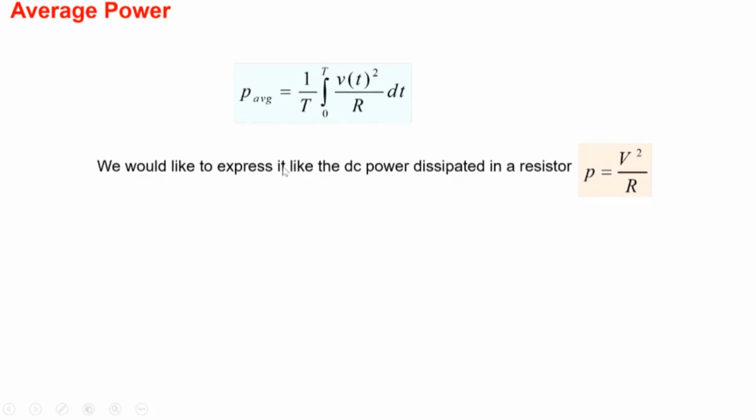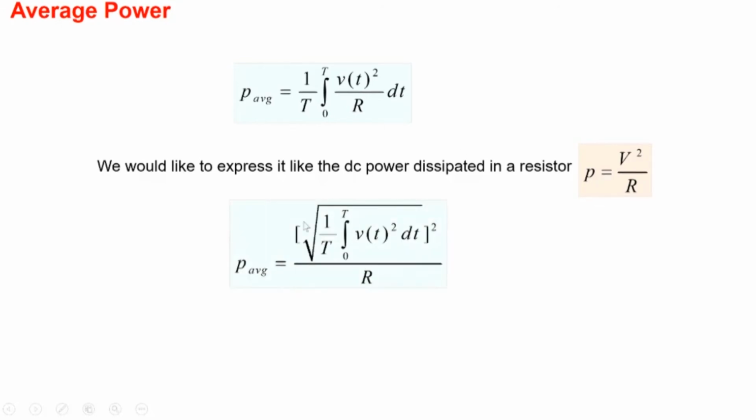Now, normally we are familiar with expressing power like P equal to V squared by R, just like when we had a DC voltage across it. We represented power as V squared by R or I squared times R. So we would like to take this particular expression and represent it in this form. Note that we want a square term divided by R, so P average can be written in this particular form.